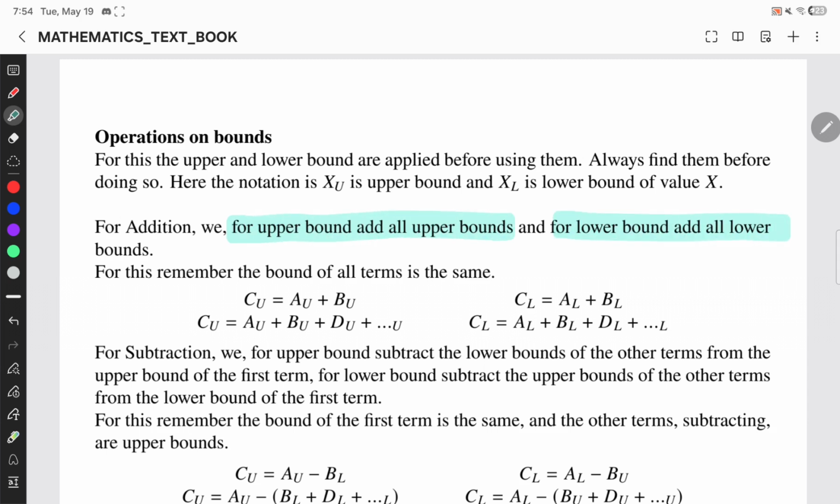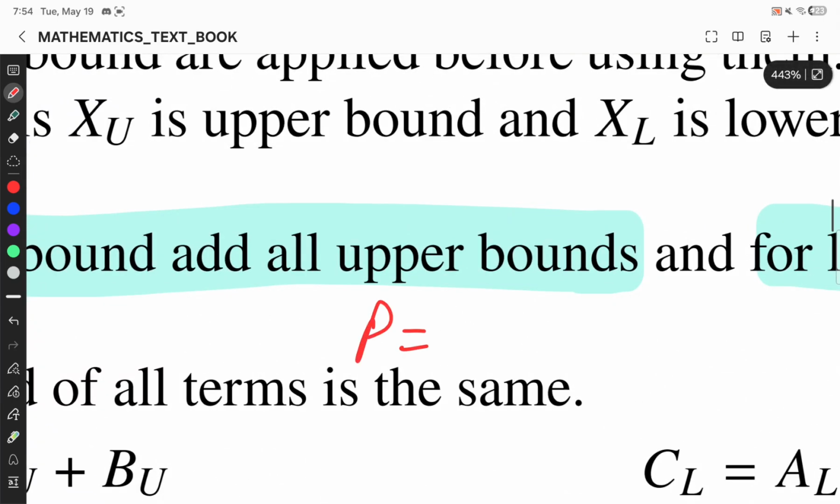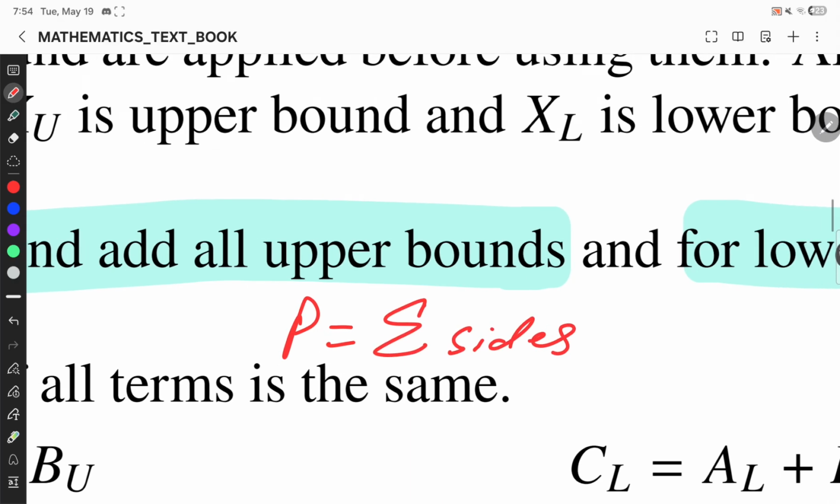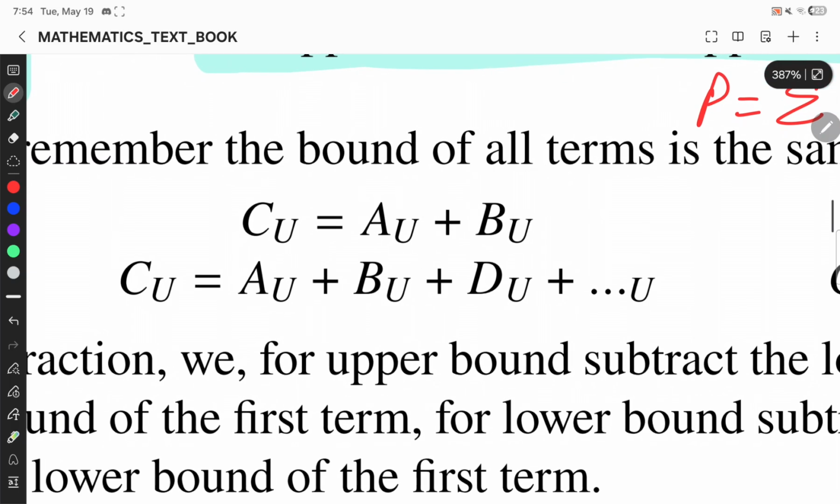English, right? For upper bounds, calculate upper bounds. If the question states find the parameter, the upper bound of the parameter, what does the parameter mean? The parameter is the sum of all sides. You add all the sides. So if we are finding the upper bound, we add all of the upper bounds together.